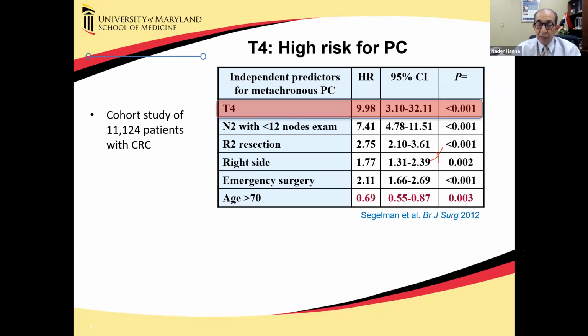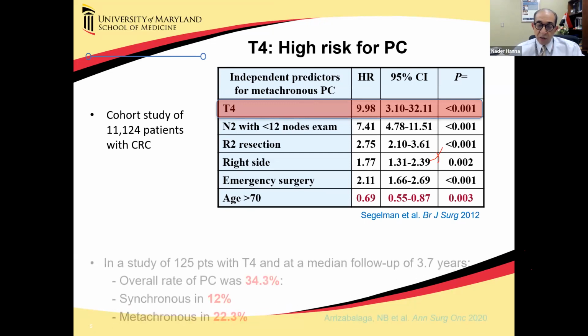Other significant independent predictors were N2, less than 12 nodes examined, R2 resection when you're leaving tumor behind, right-sided tumor, and emergency operation. Usually that reflects either obstructive tumor, perforated, or again, clinically T4 lesions. So these are the lesions that have a high likelihood of the risk of developing peritoneal carcinomatosis.